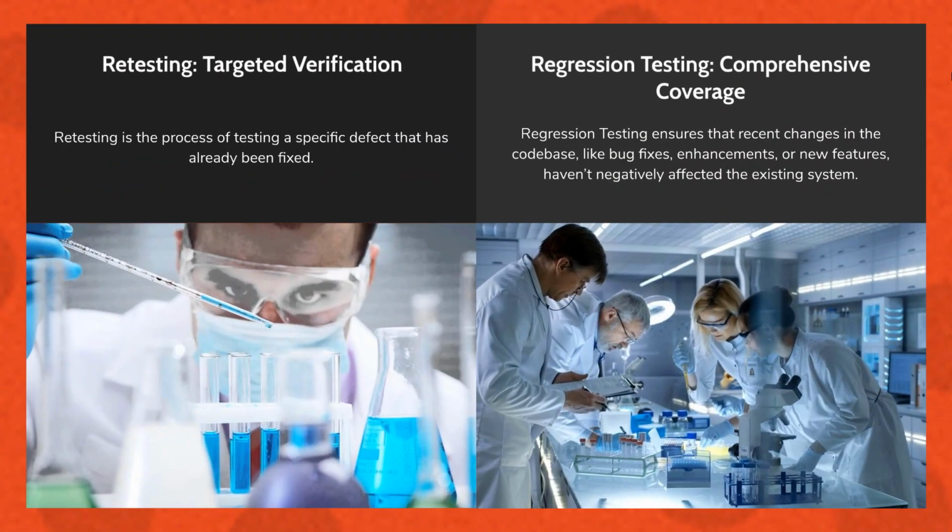So what is retesting? Retesting is the process of testing a specific defect that has already been fixed. Let's imagine the situation that a developer fixes a bug we reported. Our job as testers is to verify whether that particular bug is truly resolved. So retesting is focused, targeted, and usually happens on the same test case where the bug was originally found.